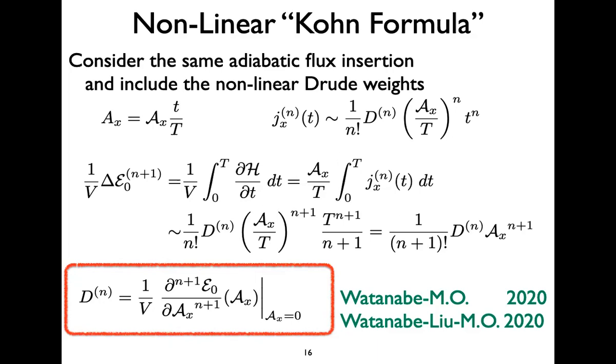Although maybe in the original paper by Kohn, he was saying metal versus insulator, conductor versus insulator. Okay, so that's really not a completely correct classification. I agree.